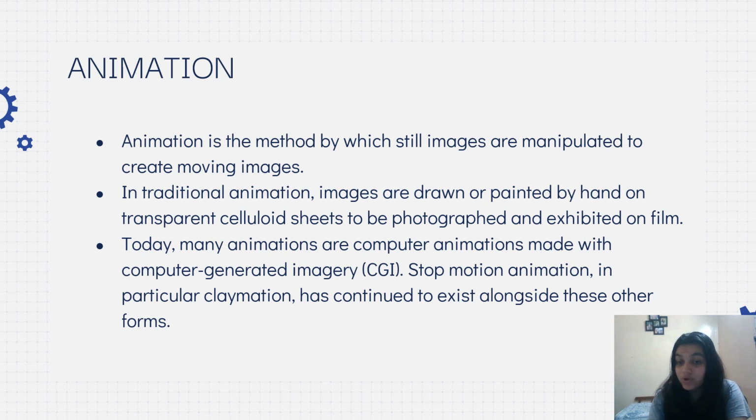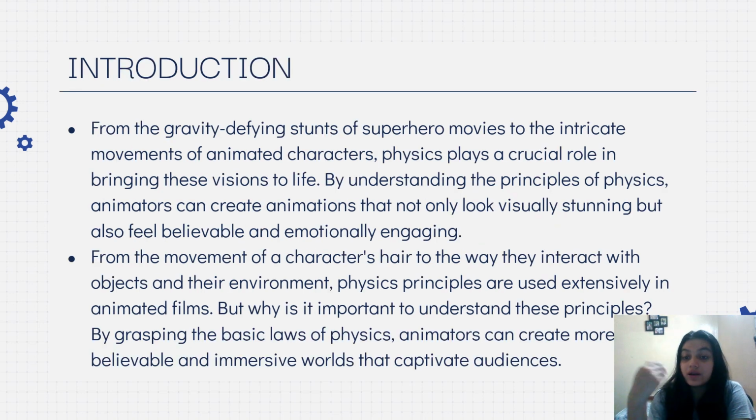Animation is possible because our brain can only retain an image for one tenth of a second, as a result of which the images that move seem like they are in motion. So now let's understand how physics plays an important role in animation.